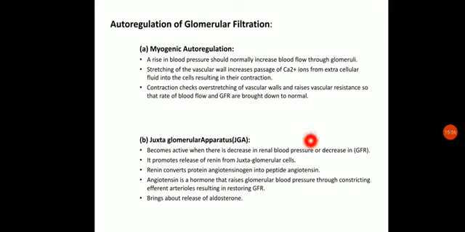It's an apparatus which becomes active when there is a decrease in renal blood pressure. Whenever there is a decrease in blood pressure or a decrease in the GFR, this apparatus gets activated. Whenever the blood pressure decreases, the GFR is going to decrease, that's sure. So when the GFR or the blood pressure is decreased, the juxtaglomerular apparatus will get activated.